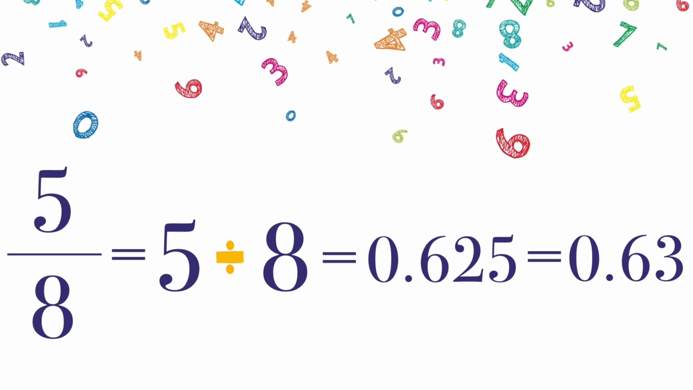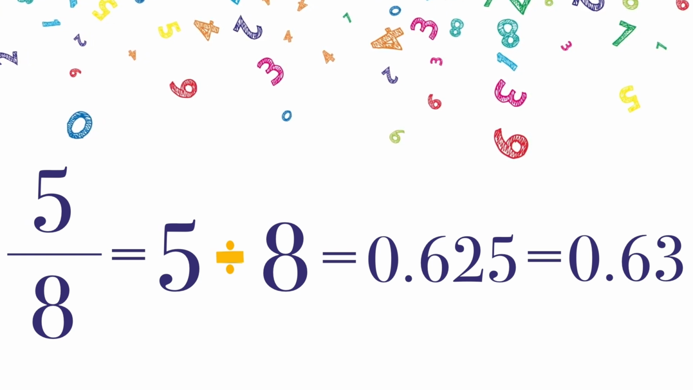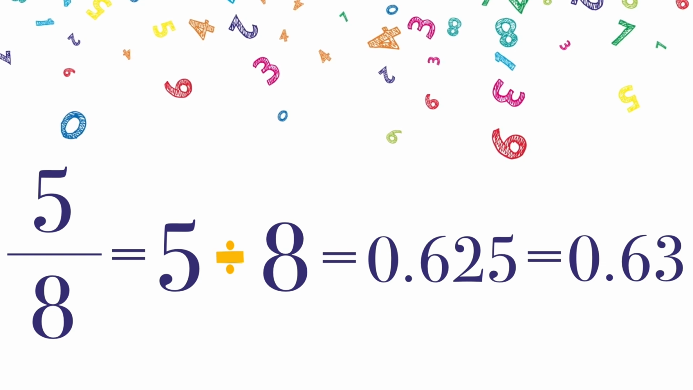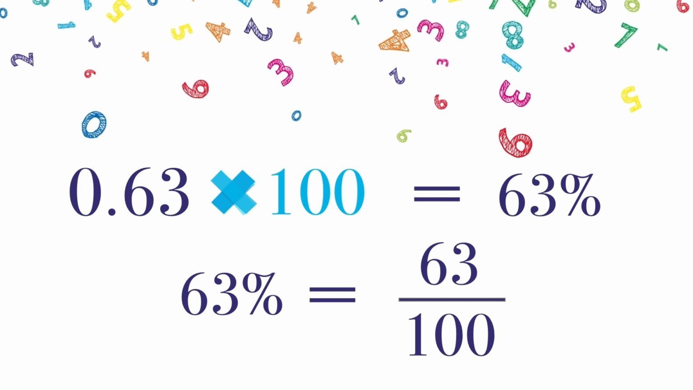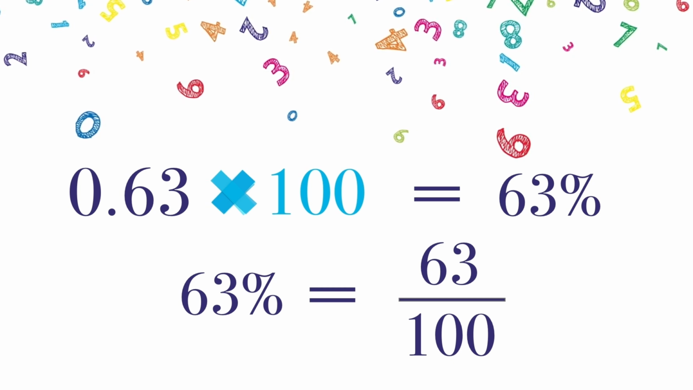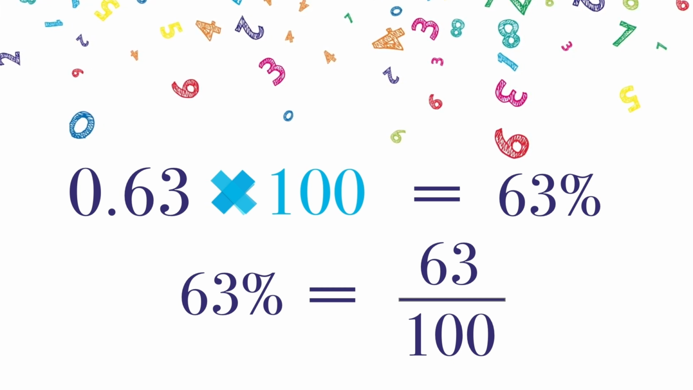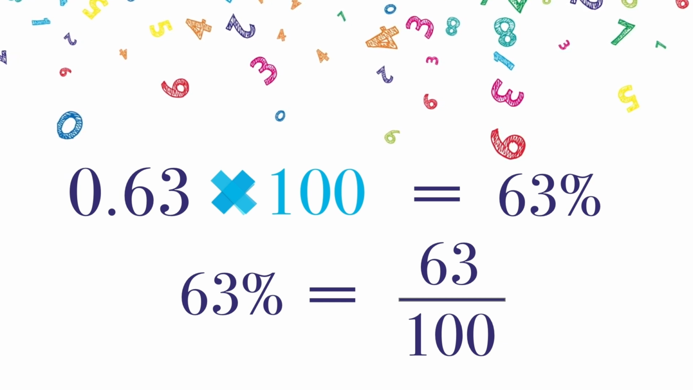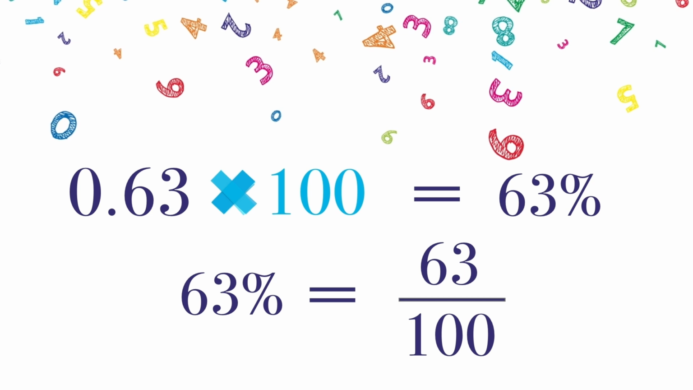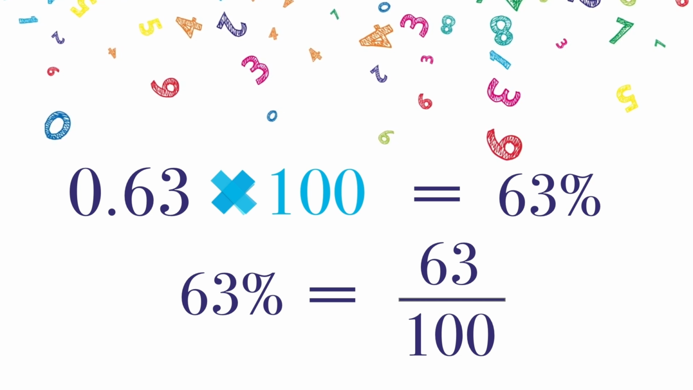To convert this decimal into a percentage, we need to move the decimal point 2 spaces to the right. In other words, we multiply the decimal by 100. 0.63 times 100 equals 63%. It is important to note that a percentage is really just a fraction. In this case, our fraction would be 63 over 100 or 63 100ths.